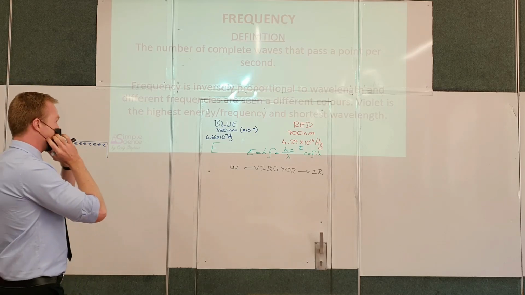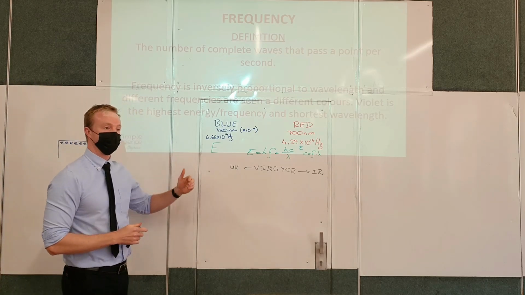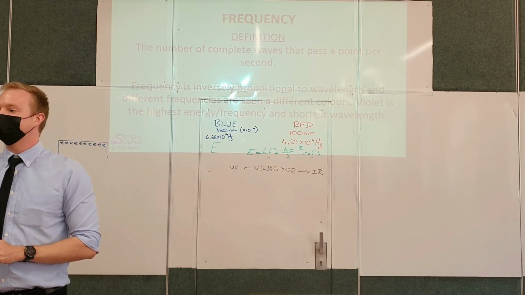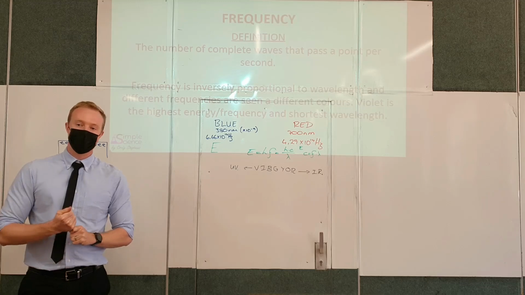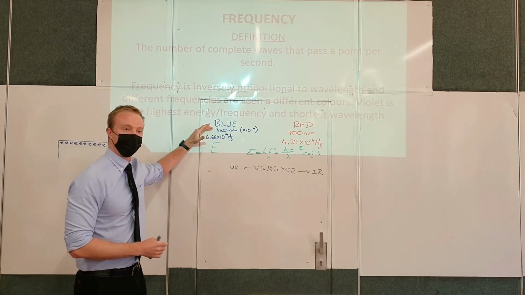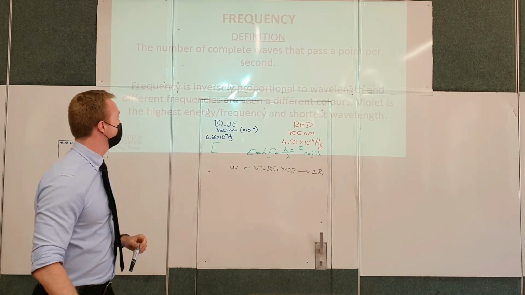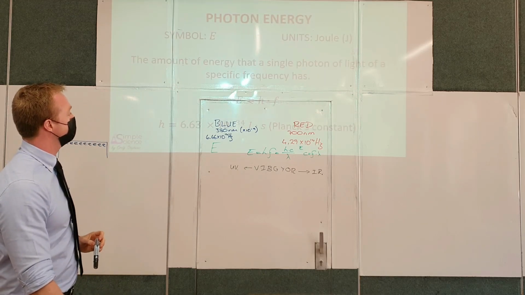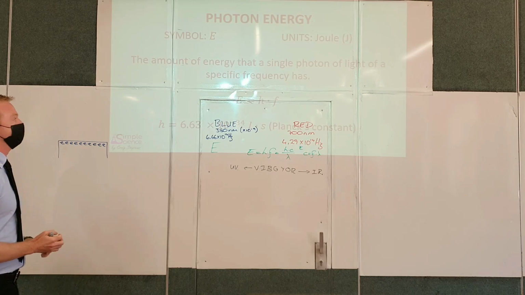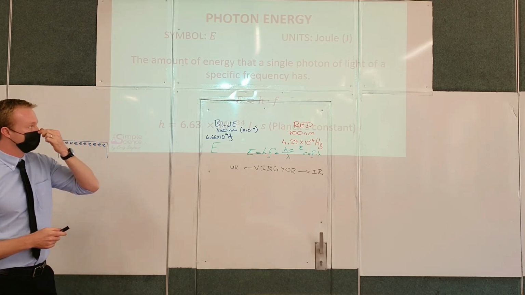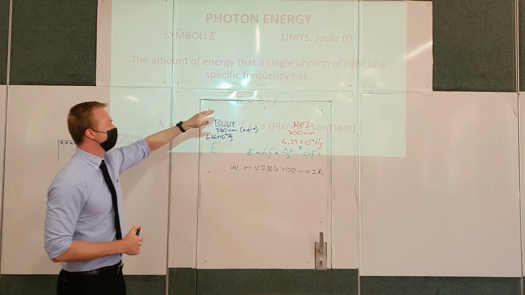Right, so the first thing that we need to understand for the Doppler effect is that any light that you shine on a surface has a specific energy. It has an energy because it has a specific wavelength and frequency. Right, so that's just a reminder of what our frequency is, and the photon energy, with the symbol E, measured in joules, the amount of energy that a single photon of light has.